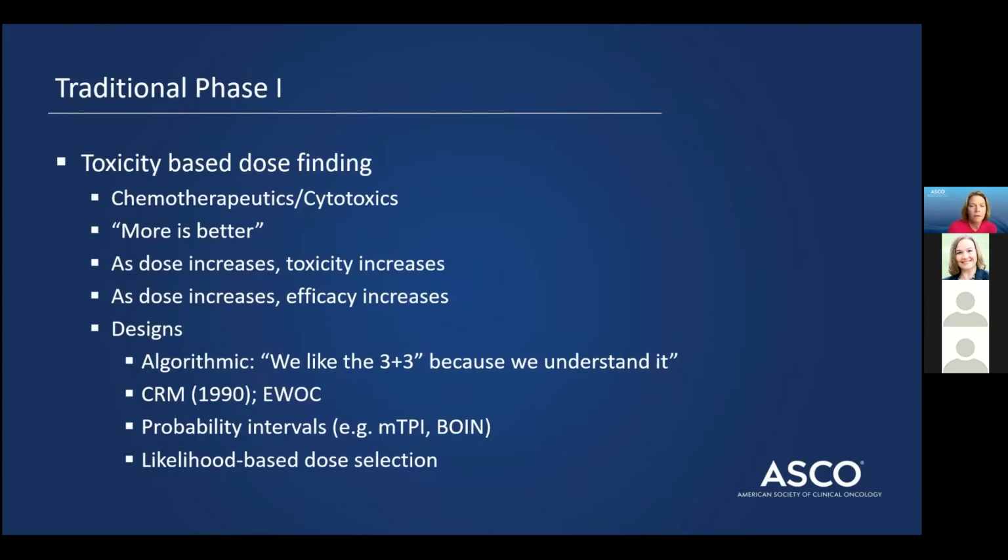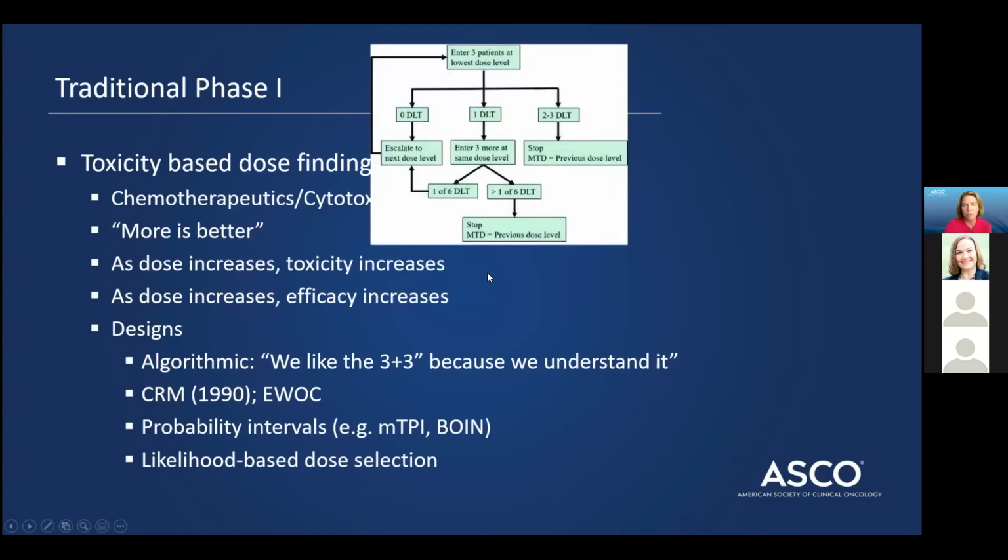So the most common ones we see, unfortunately, is the algorithmic 3+3 design, which has maintained its abundance because it's easy and people understand it. So here's just a little schematic to show you, if you're not familiar with what the 3+3 design is. It's algorithmic without any real statistics involved.